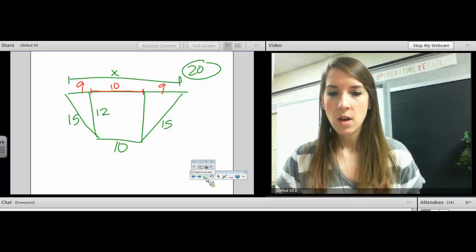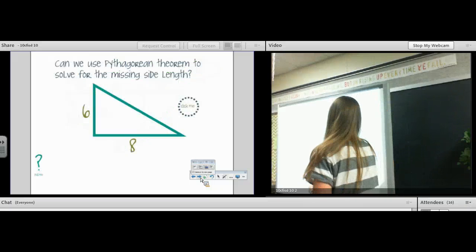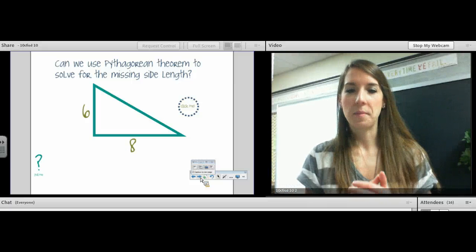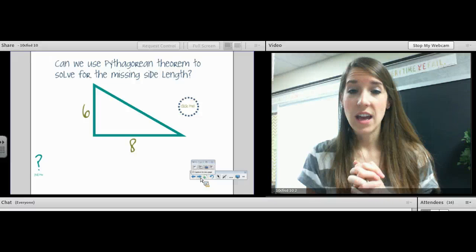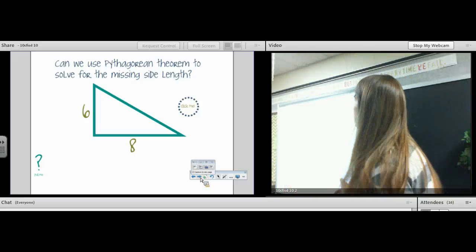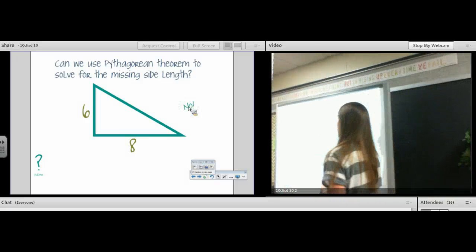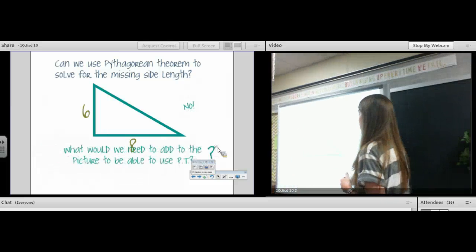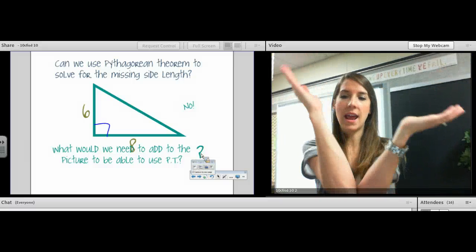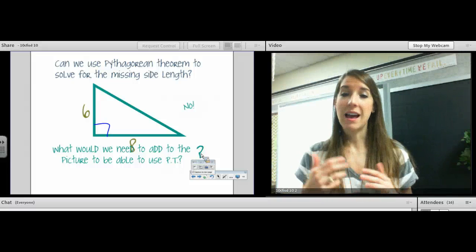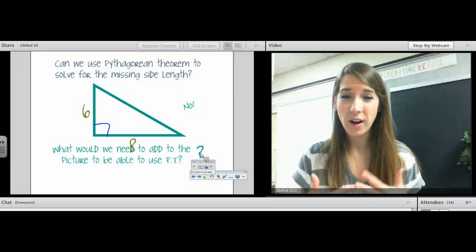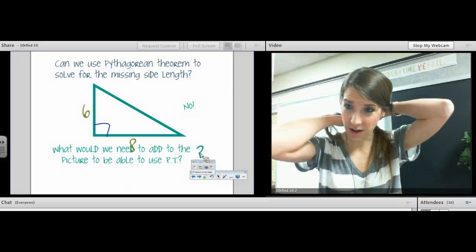Okay. Let's talk about what we're learning today. I touched on this a little bit when I was going over homework, but I just want to drill home the fact that if this is not a right triangle, we cannot use Pythagorean theorem. So can we use Pythagorean theorem to solve? No! Why not? Because we would need to add a right angle. If that angle's not right, that 6 and that 8 can do whatever it wants, and that might not even be a hypotenuse. So a squared plus b squared equals c squared only works if it's a right triangle. If it's not a right triangle, you're kind of hopeless for right now.